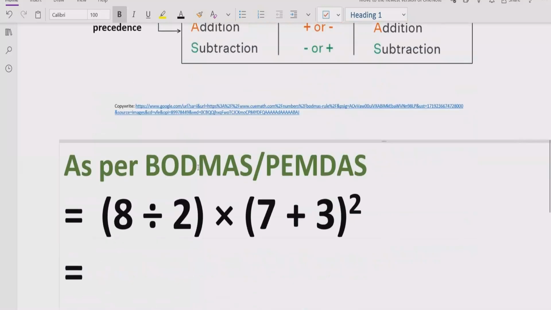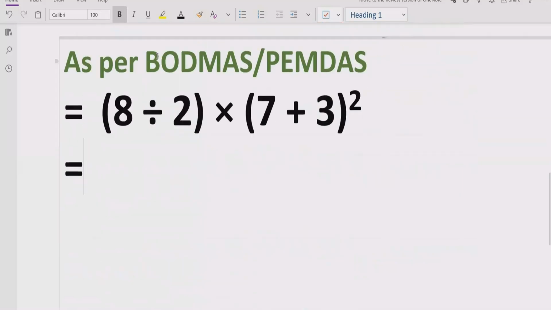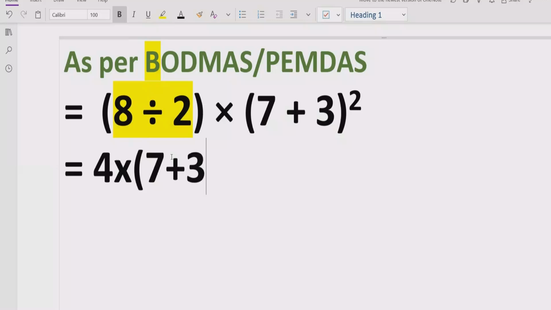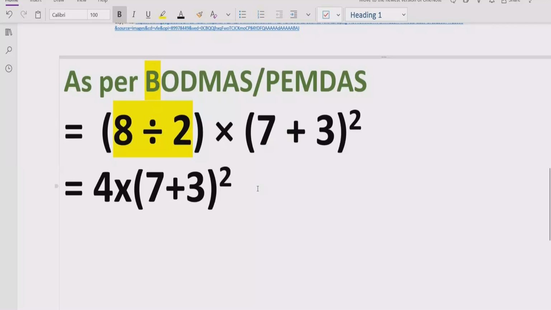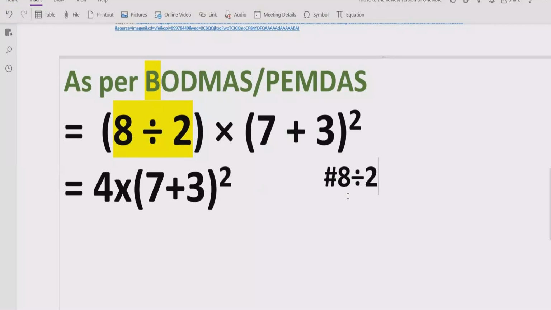So now let's move towards solving the given expression. According to the BODMAS and PEMDAS rule, we have to solve the bracket first. So first of all, we have to solve this bracket, which is 8 divided by 2. 8 divided by 2 means 4. And multiply by (7 plus 3) raised to power 2, we will write as it is. Okay. Now move forward. We will give the reference here: 8 divided by 2 equals 4.